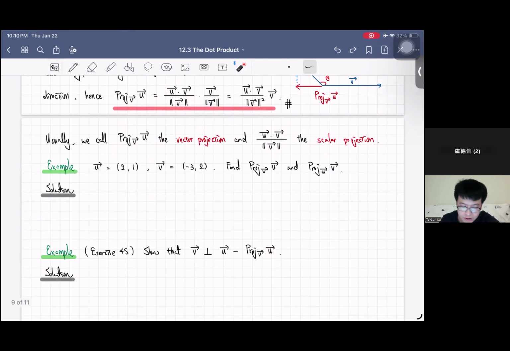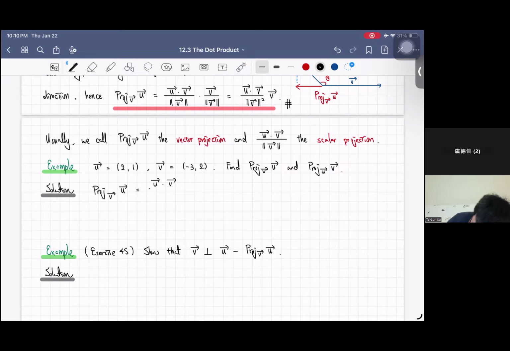Okay, so first of all, I want you to find the projection of u on v and v on u. So let us just go through the formulas. The projection of u on v is given by u dot v divided by v squared, and that's in the direction of v.